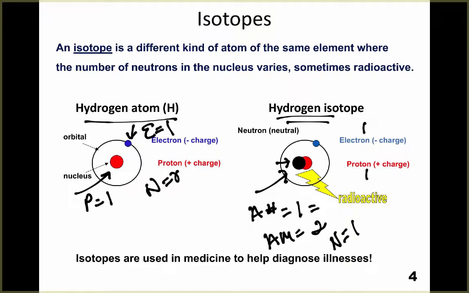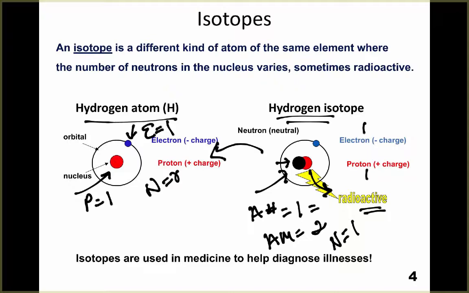Now, because this is trying to become more stable, the excess energy it has because of that neutron, it will slowly decay and release until it ends up becoming stable, which is why it becomes radioactive. Now, isotopes are used in medicine.